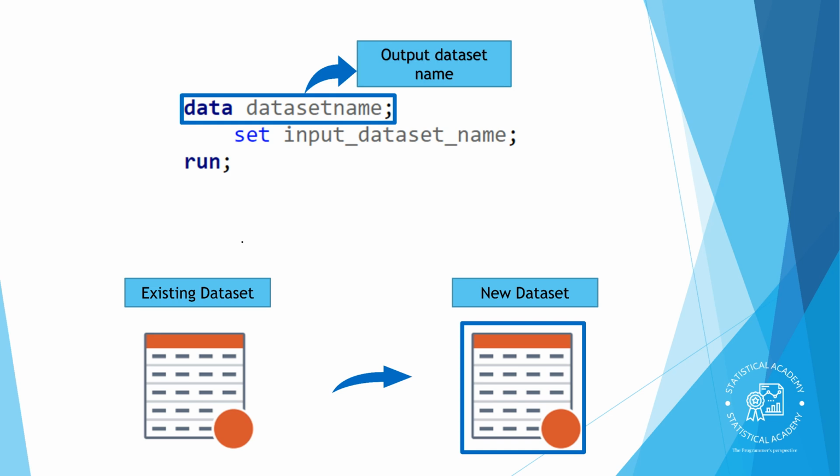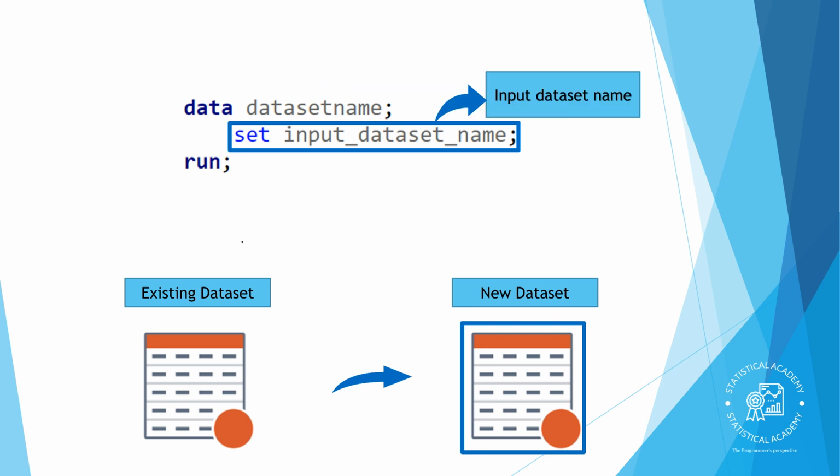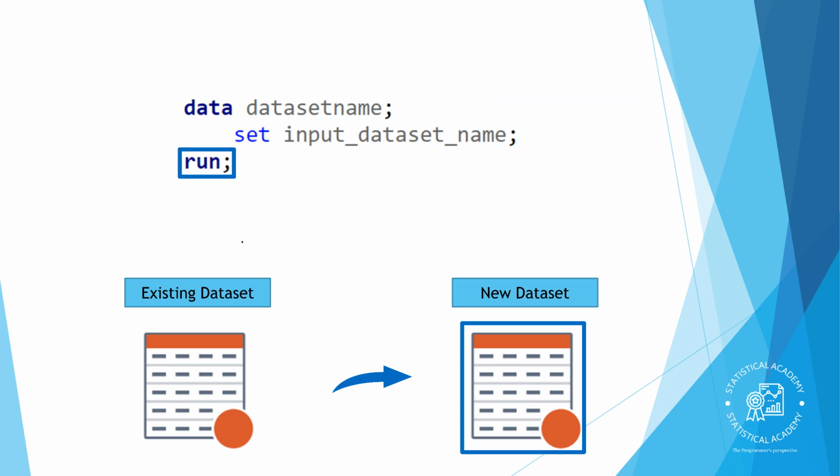The data statement names the output dataset or the dataset you wanted to create. If you use the work library, it will be a temporary dataset. If you use any other libraries, it will be a permanent dataset. The set statement names the input dataset or the existing dataset that you are reading. The run statement ends the step. Note that if the output dataset you list in the data statement already exists and if you have write access to it, the data step overrides the dataset and there is no undo.